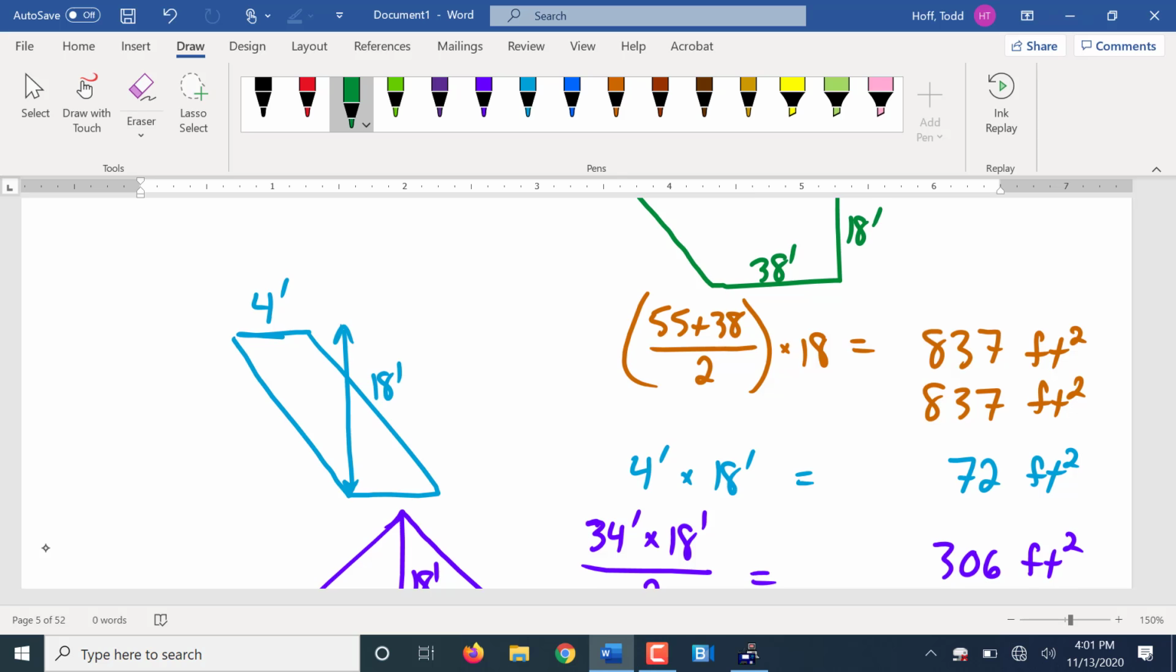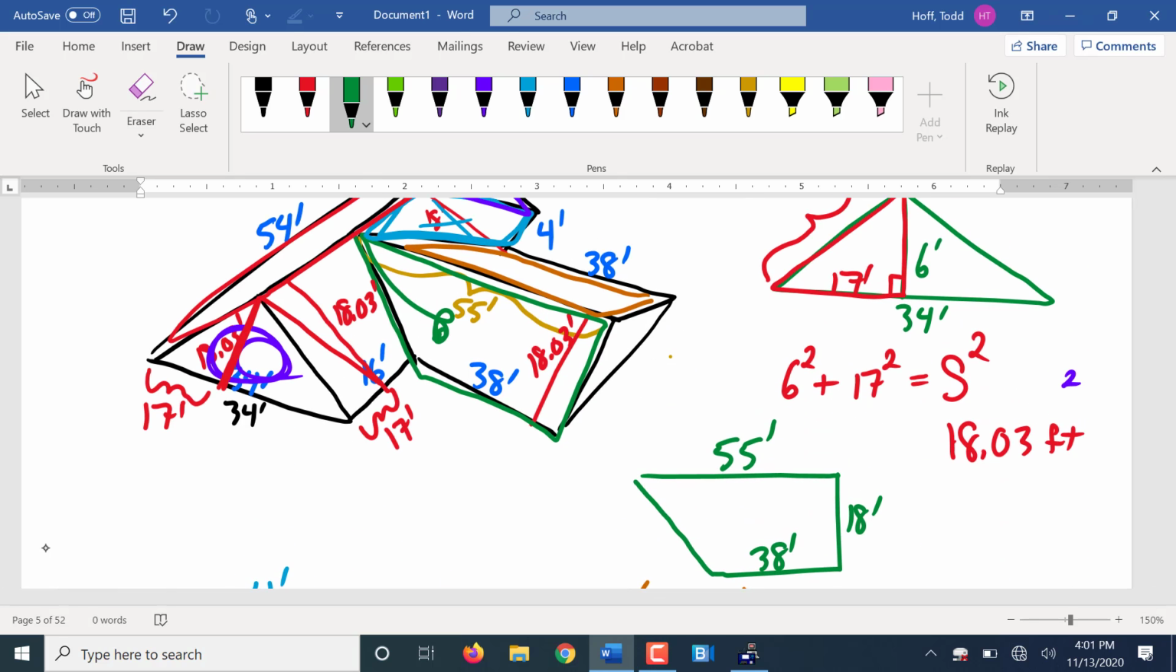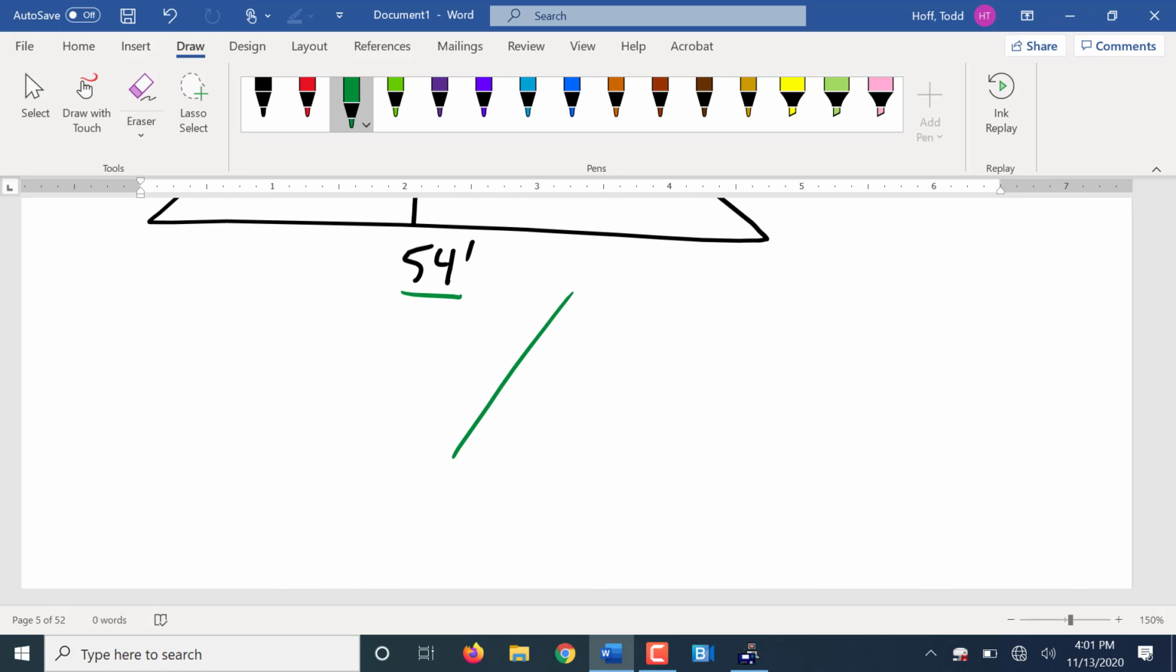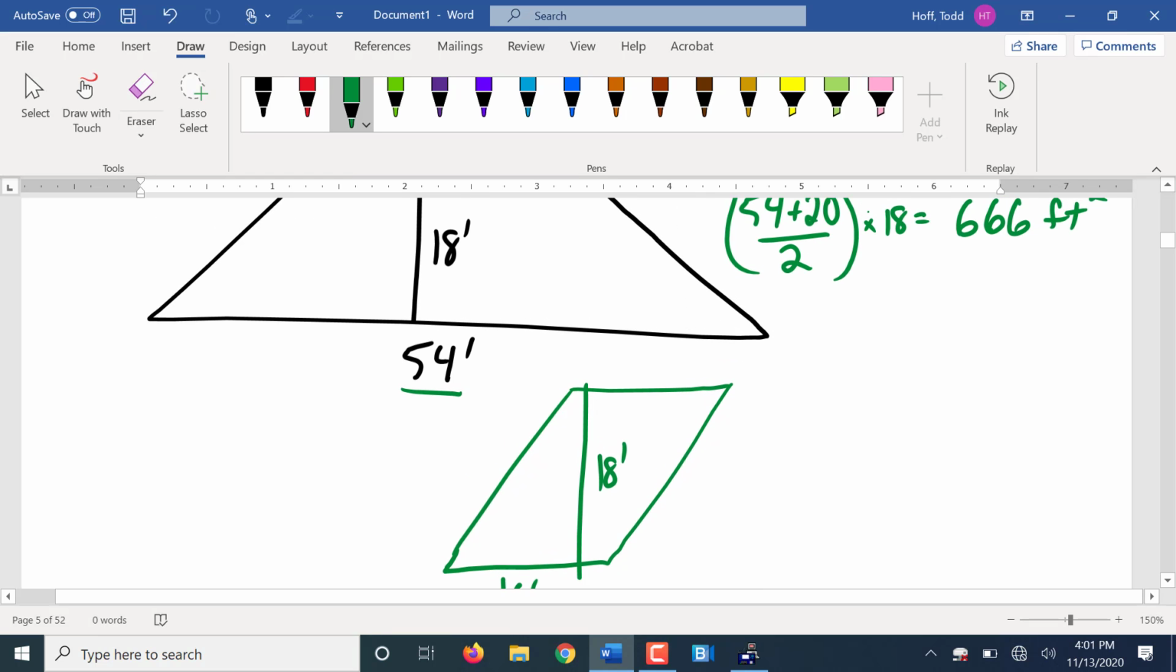Hopefully nobody's superstitious. Our last piece is this one right here. That's a parallelogram. 16 feet here with a height of 18 feet. How do I find that area? 16 times 18, which will be 288.